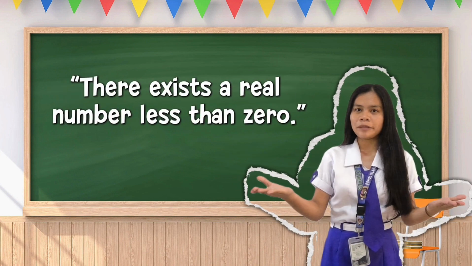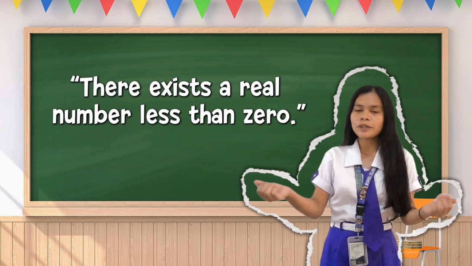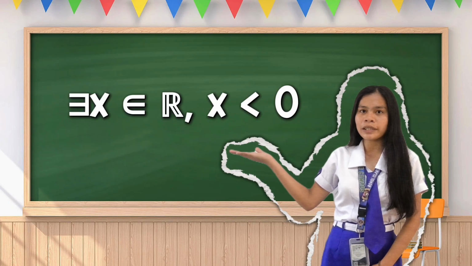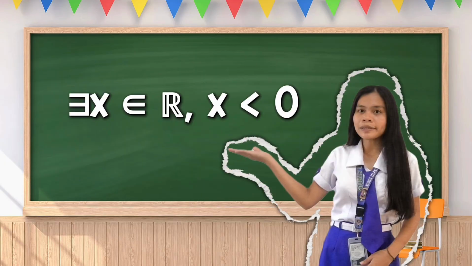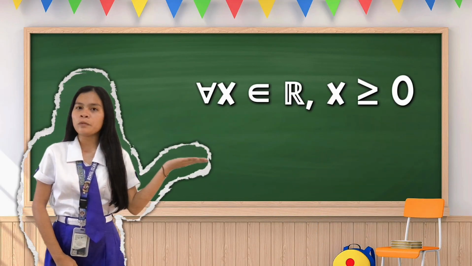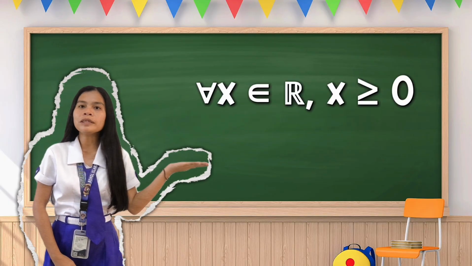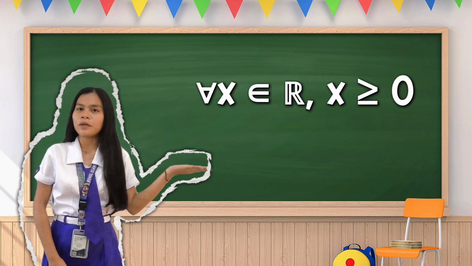So this statement, there exists a real number less than 0. In symbols, it becomes: there exists an x which is an element of real numbers such that x is less than 0. So its negation will look like this: for all x, an element of real numbers, x is greater than or equal to 0.